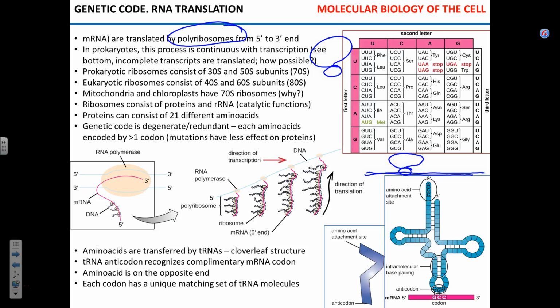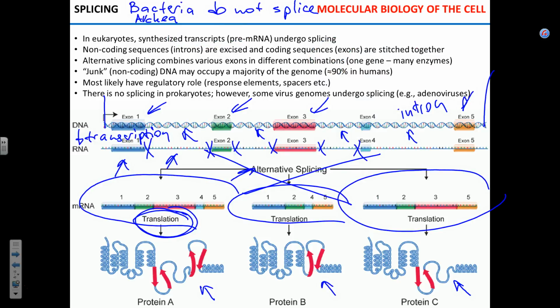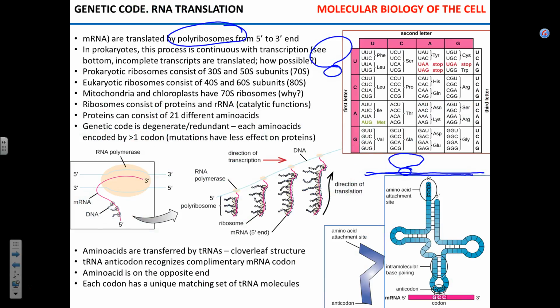So far, let's see which big conceptual differences we learned between pro and eukaryotes. First one, prokaryotes do not have splicing. That's one. Second, in prokaryotes, transcription, mRNA synthesis, and translation are continuous. Now, let me explain what I mean by that. Yeah, so in prokaryotes, transcription and translation make a continuous process. I'm going to explain what I mean by that. Look at this specific illustration here. And this one actually. Okay.